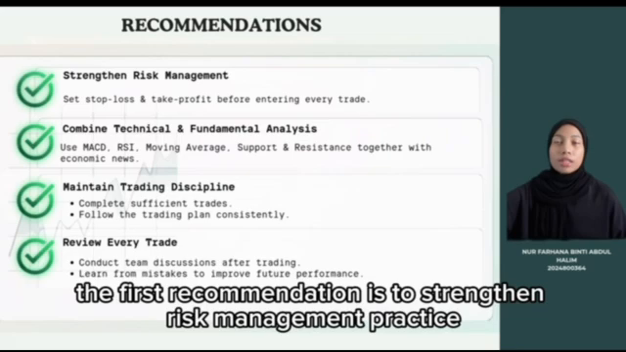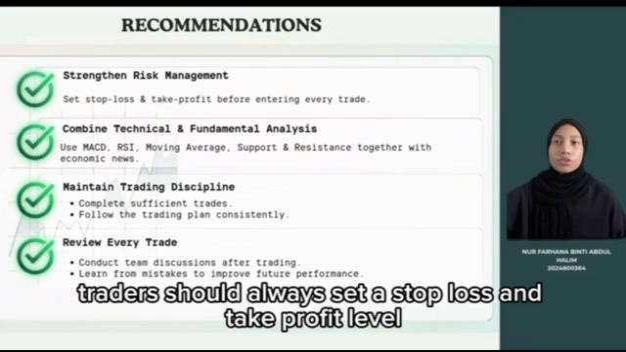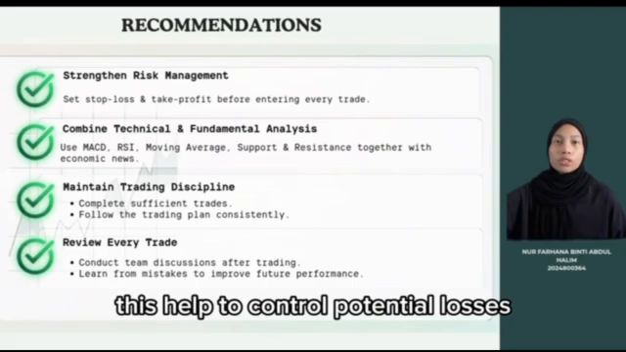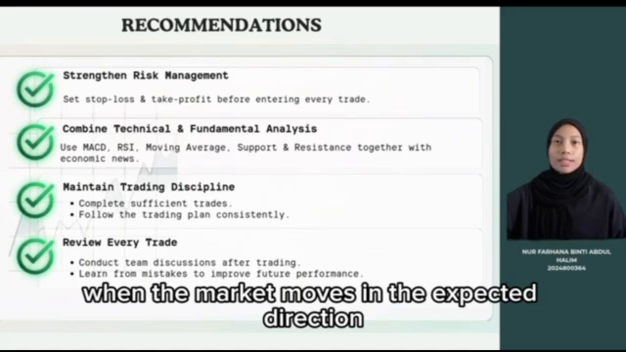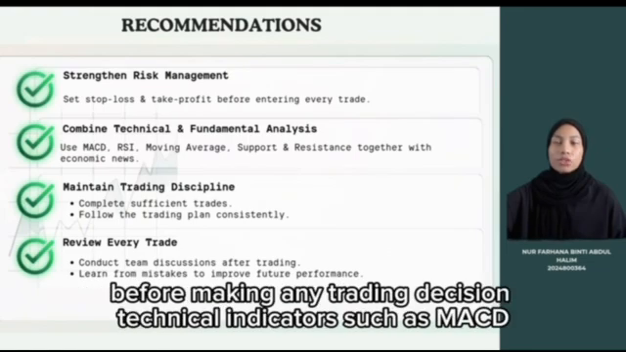The first recommendation is to strengthen risk management practice. Before entering any trade, traders should always set a stop loss and take profit level. This helps to control potential losses, protect trading capital, and secure profit when the market moves in the expected direction. Secondly, traders should combine technical and fundamental analysis before making any trading decision.